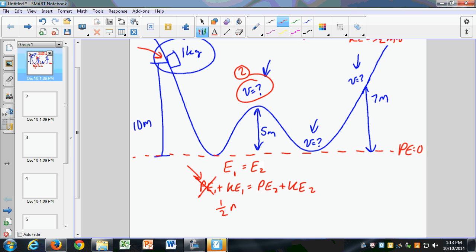So our kinetic energy is 1/2 mv1 squared. And then at this location, it has both kinetic and potential. So that's going to be mg times 5 meters.